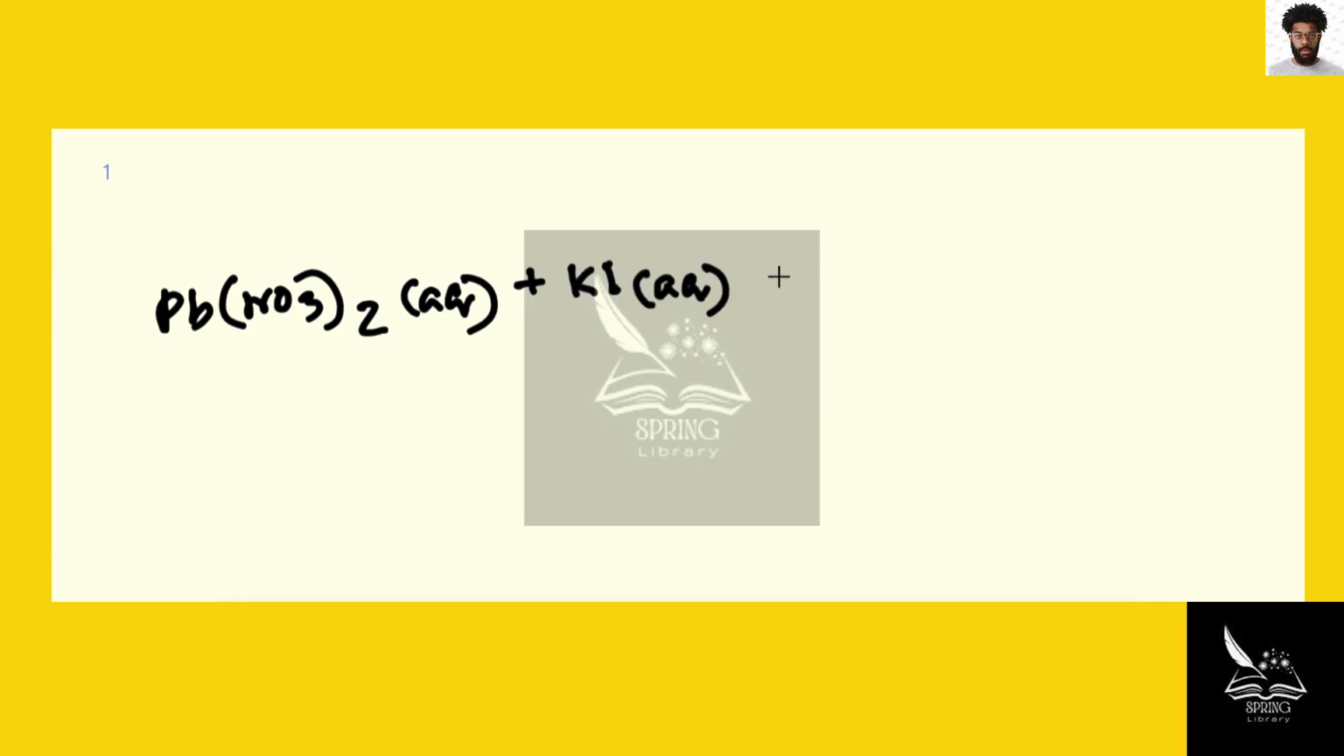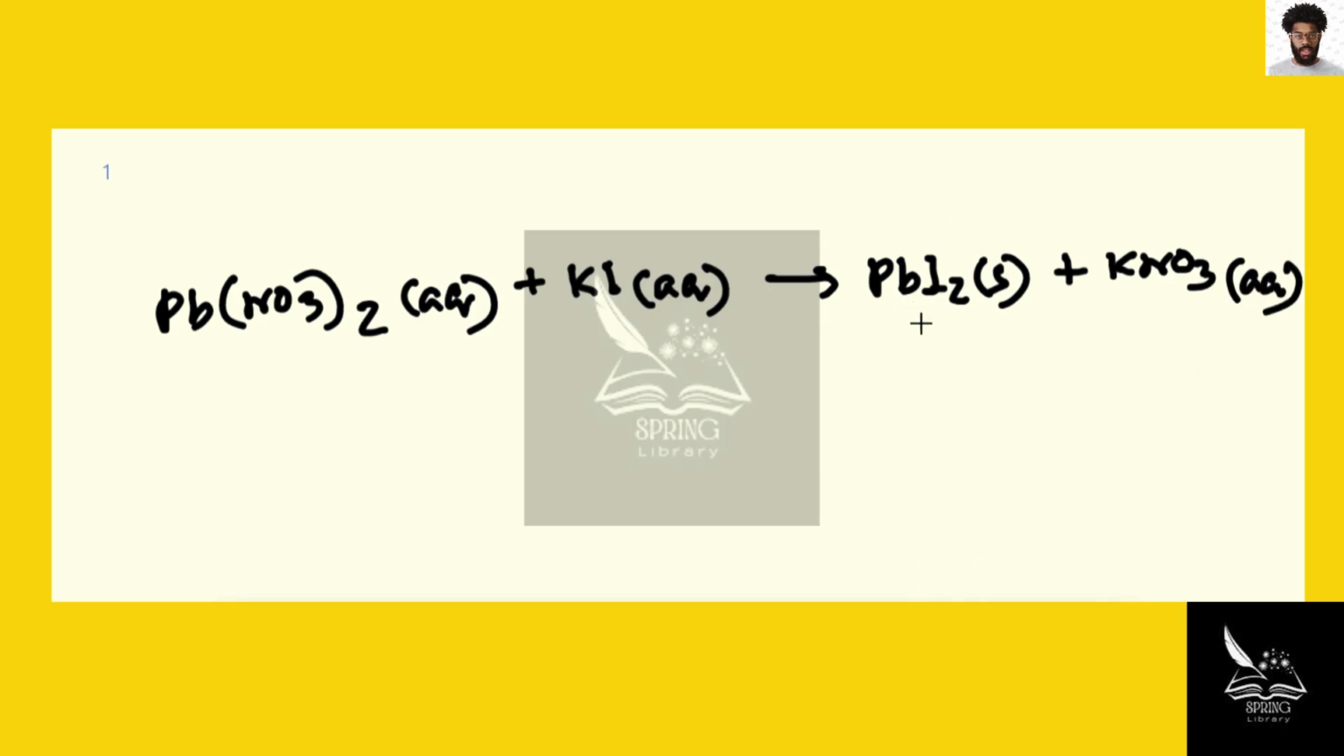In precipitation reactions, spectator ions are those ions that remain on both sides of the chemical reaction equation. For example, take the reaction of lead nitrate in aqueous condition reacting with potassium iodide. In the products we will have lead iodide, which is an insoluble ionic compound. That means it will be in solid form, and we'll have KNO3, which will be in aqueous form.